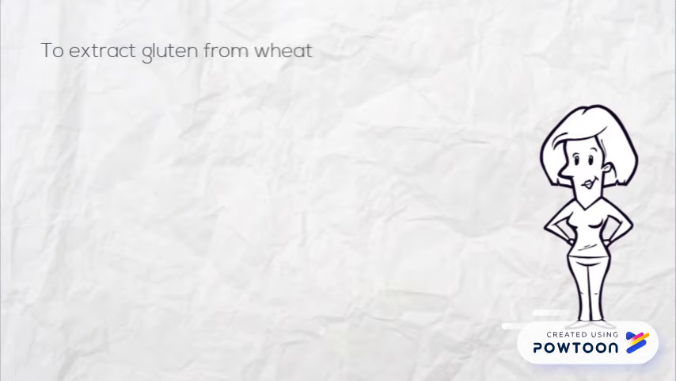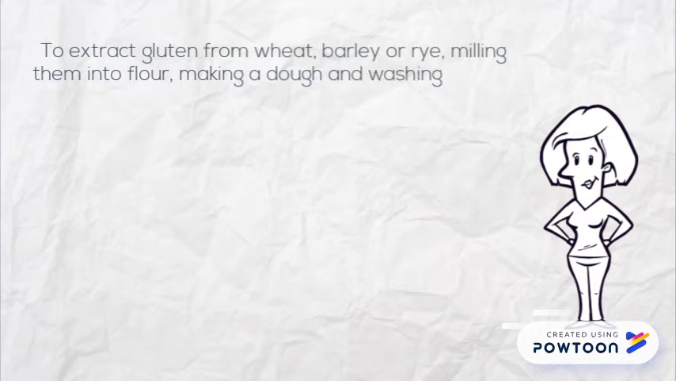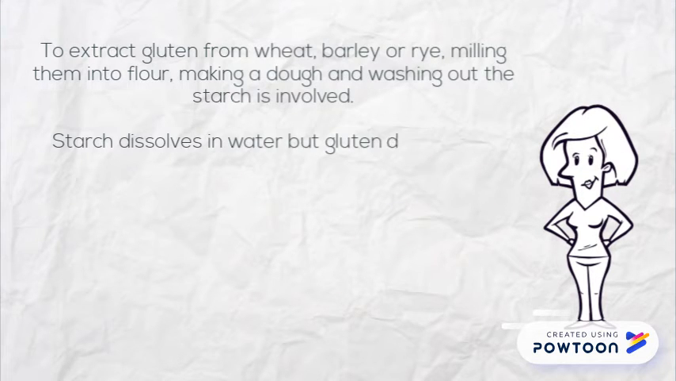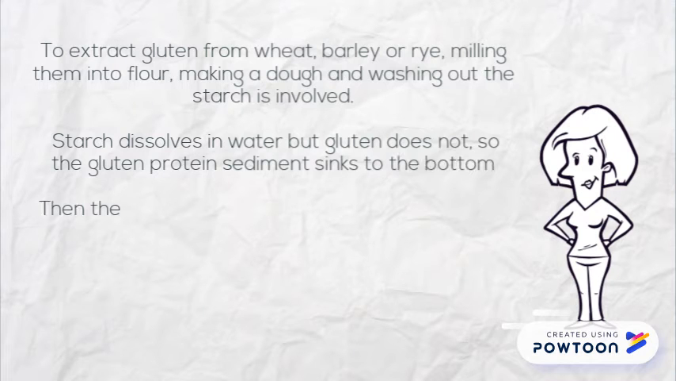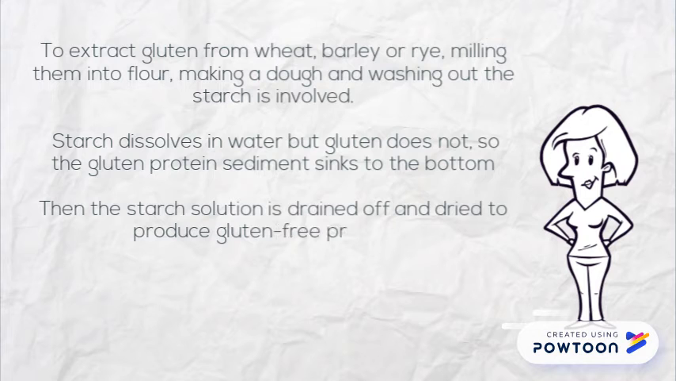To extract gluten from wheat, barley, or rye, the process involves milling them into flour, making a dough, and washing out the starch. Starch dissolves in water, but gluten does not, so the gluten protein sediment sinks to the bottom. Then the starch solution is drained off and dried to produce gluten-free products.